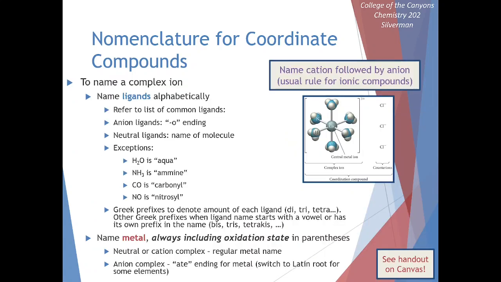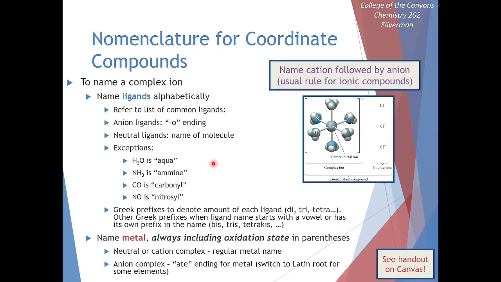Here are the rules. To name our compound, we would like to list our ligands alphabetically. We have our handout. We can see our list of those common ligands. Oftentimes for anions, we're changing the ending to "o." For neutral ligands, maybe it's just the name of the molecule. For some of our ligands, we have some exceptions, some common ligand names.